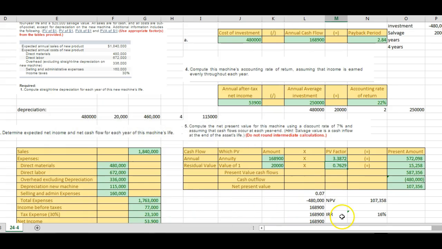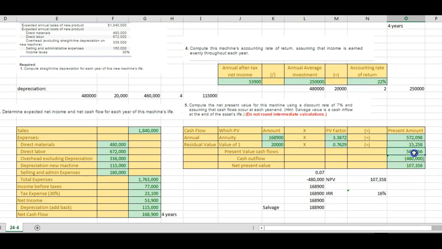And that's what we have here. Now we're just going to multiply these out. We have 572,098 and 15,258. Add them together. That gives us our present value of the cash flows. But we have to deduct what we paid out, right, at $480,000.